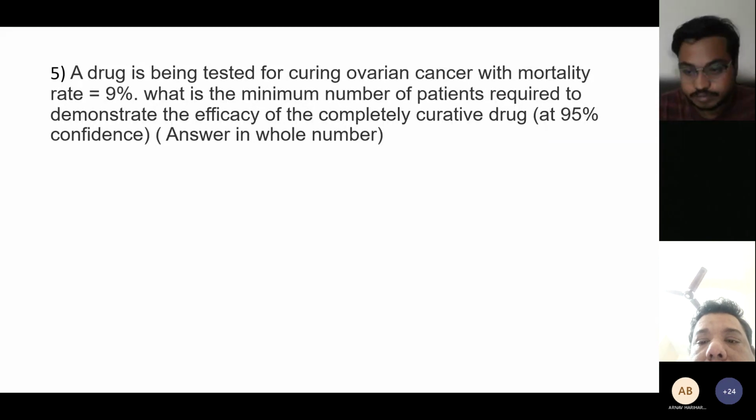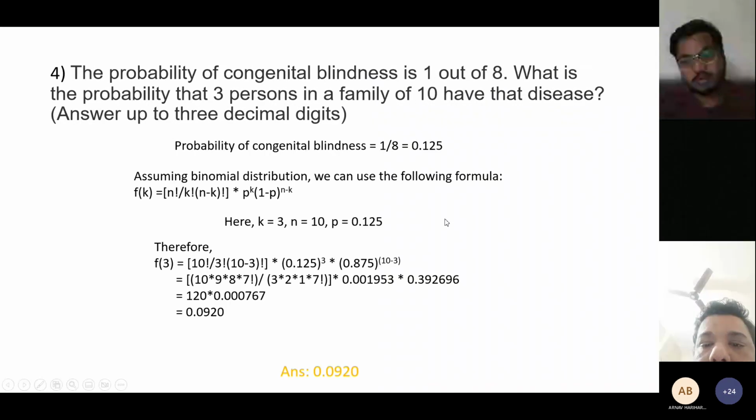Sir, about the last problem, if we calculate the probability by Poisson, the answer is not correct. By using a Poisson distribution. Yes, sir, the same problem I have calculated with Poisson distribution, so whatever the answer, whether it is correct or not. Let me just check.